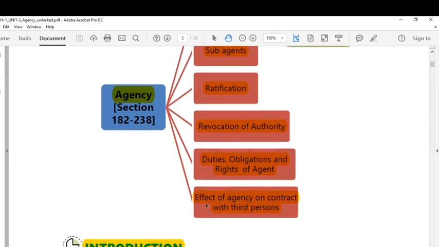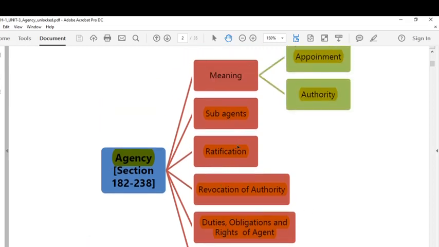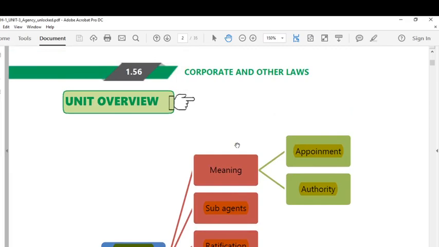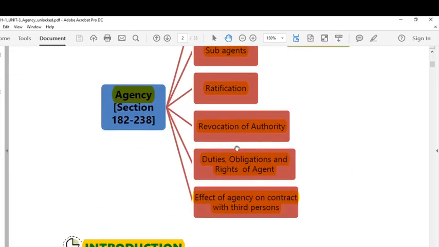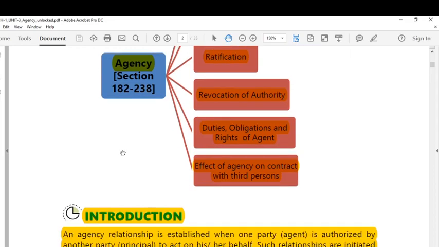And what is the effect of agency on contract with the third parties, when a third party comes into the picture, and how the parties to a contract of agency will be affected vis-a-vis the third persons will be discussed under this topic. These are the minimal topics given here under agency, and now we will discuss one after the other, from your examination point of view, the possible questions that are likely to come out of the course content available in your study material.